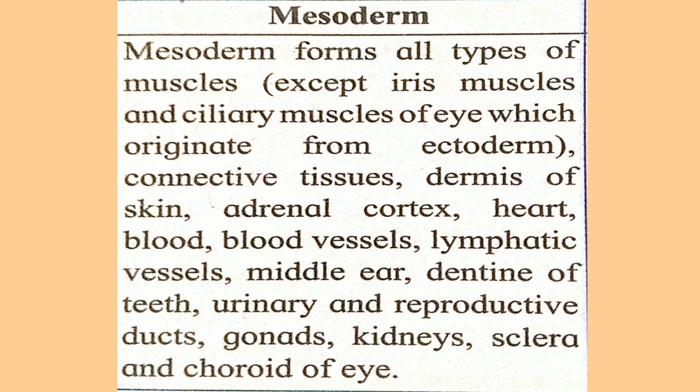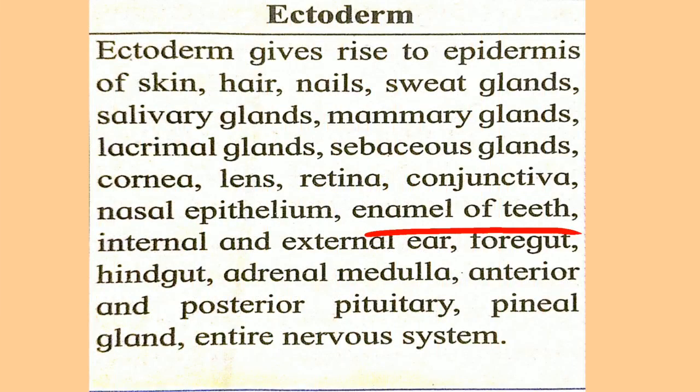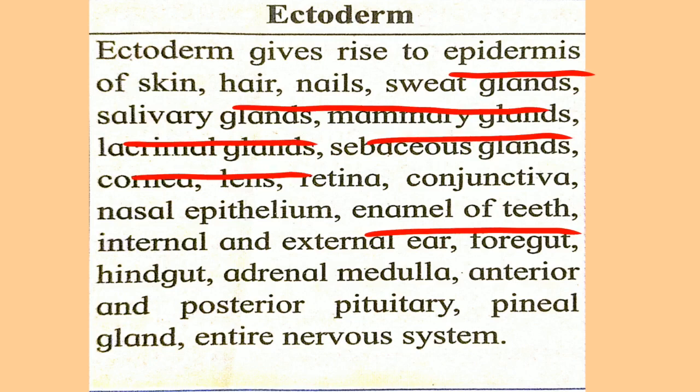Then the next germ layer, that is ectoderm. See here, the outermost germ layer is called ectoderm. It gives rise to epidermis. Before that you have studied that dermis is originated from mesoderm. Here epidermis is originated from ectoderm. Then hair, nails, sweat gland, salivary gland, mammary gland, lacrimal gland as well as sebaceous glands are present just near the skin. Therefore all these glands are originated from the ectoderm.